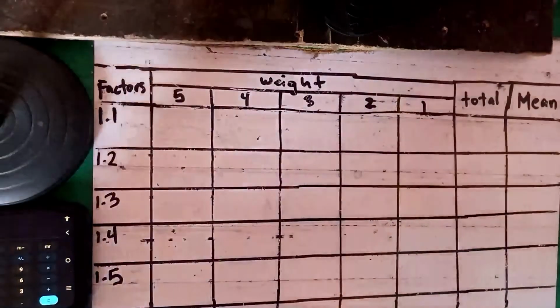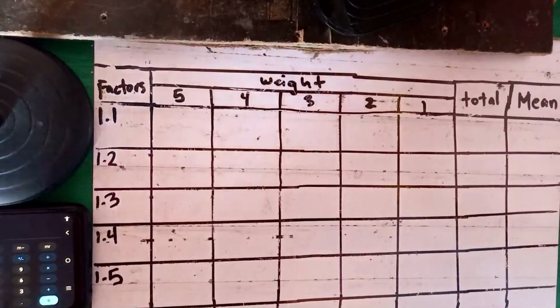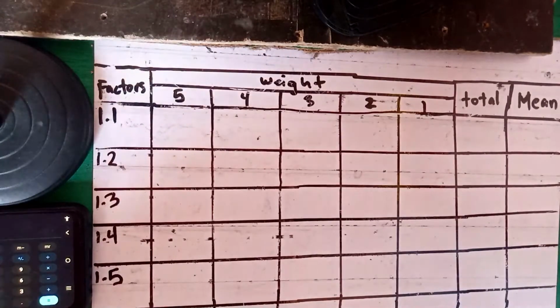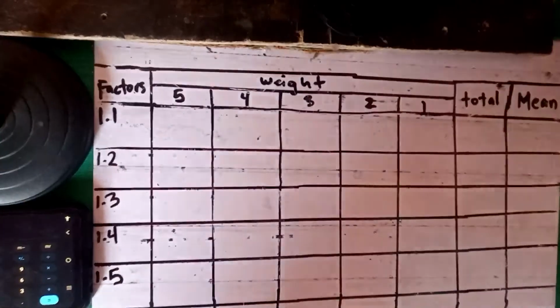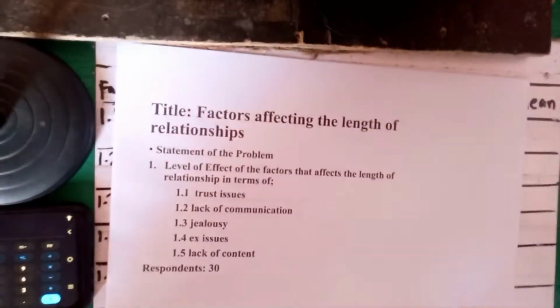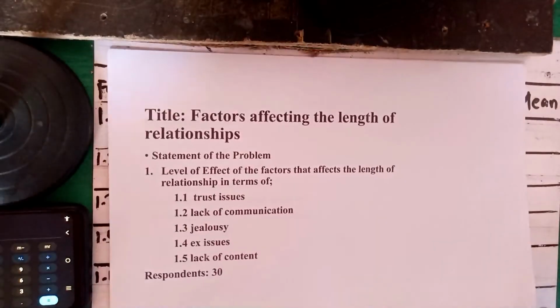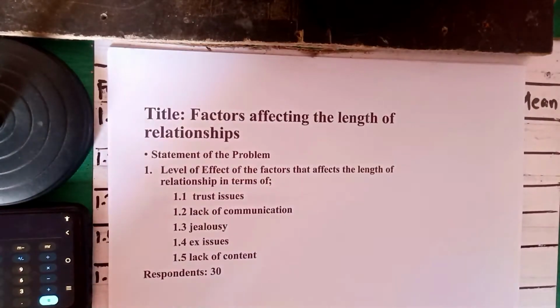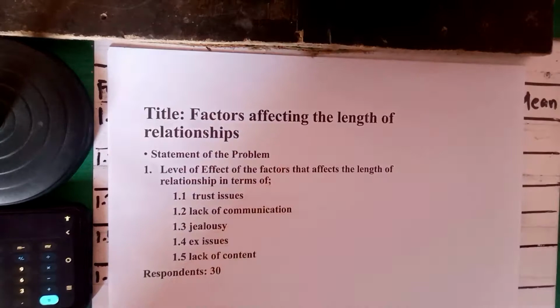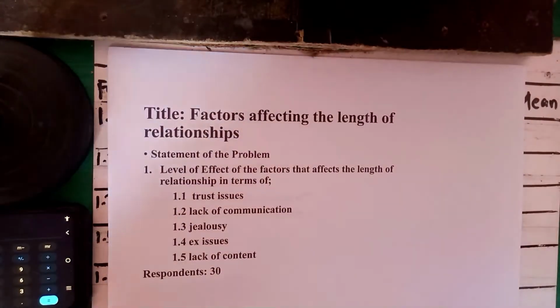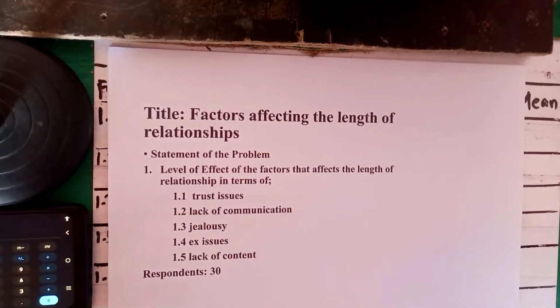So, bago masolve ang isang weighted mean ng isang research, kailangan meron tayong research. So this time, for our example, I have prepared na research. So the title of the research that we are going to study, or we are going to find out its weighted mean, is the factors affecting the length of relationships. So medyo popular siya ngayon. So gamitin natin sa example.